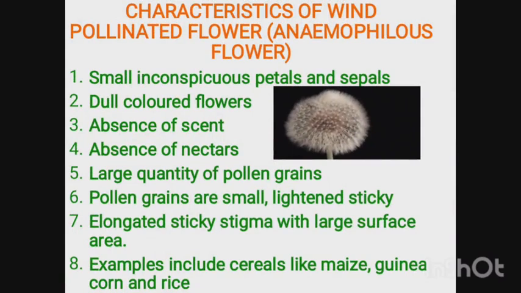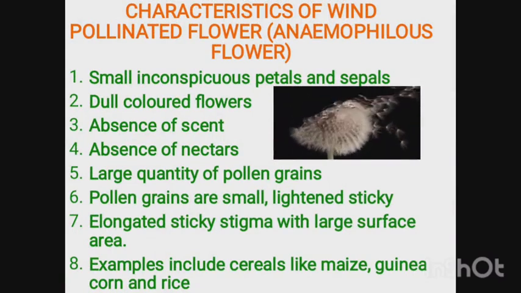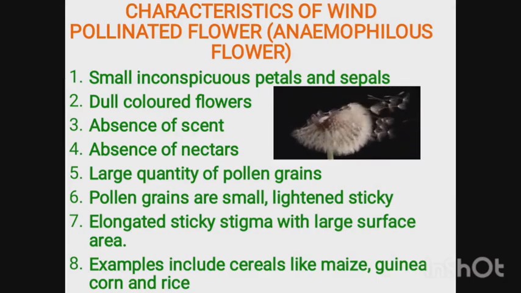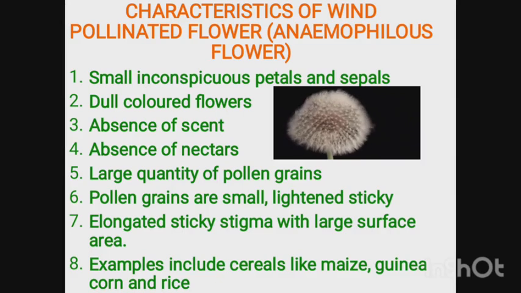Next, we have the characteristics of the wind pollinated flowers. So I told you we have the two major ones, the insect pollinated flowers and the wind pollinated flowers. Now let's look at the features or characteristics of what? Wind pollinated flowers, and it's called the anemophilous flower, or the wind pollinated flower. So take note of that. Let's look at the features of this.